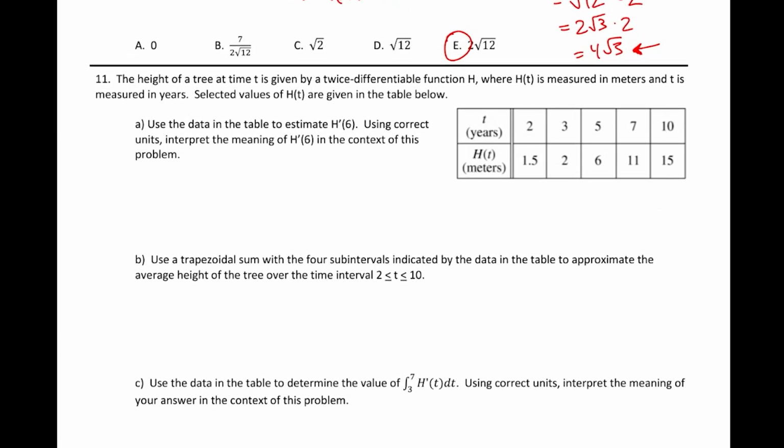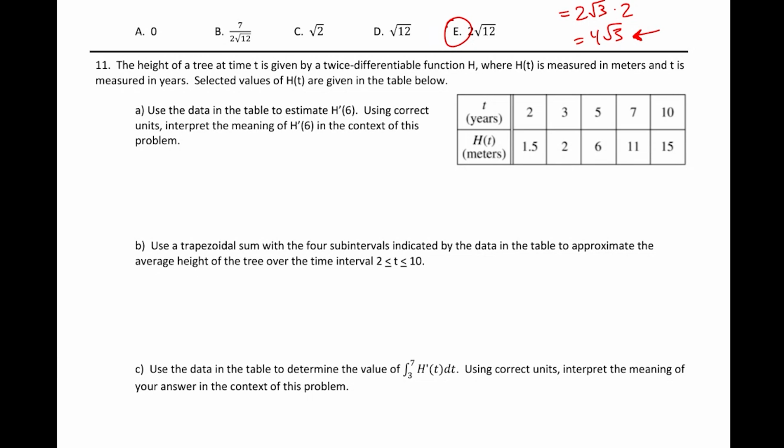Okay, that brings us to our last problem, number 11. It says the height of a tree at time t is given by a twice differentiable function. Basically, the fact that it's twice differentiable just means that the derivative of h is also differentiable, so that the second derivative can exist. It's really sort of a technicality. You don't really usually have to even worry about that on the AP test.